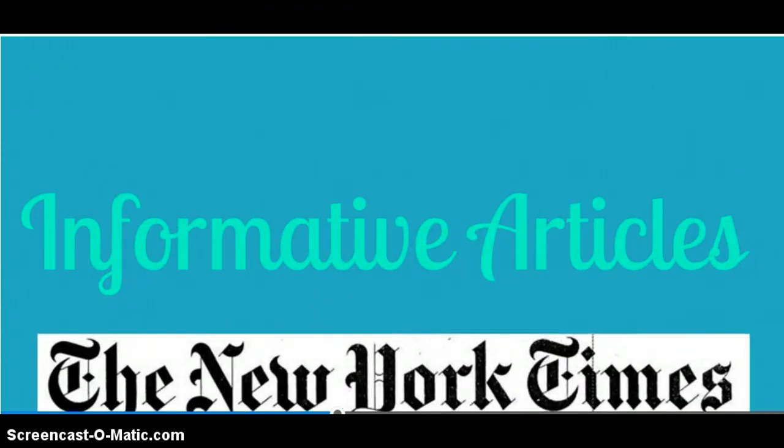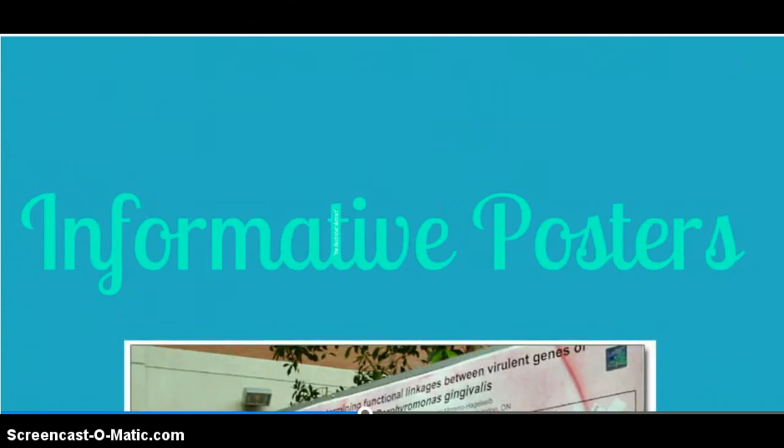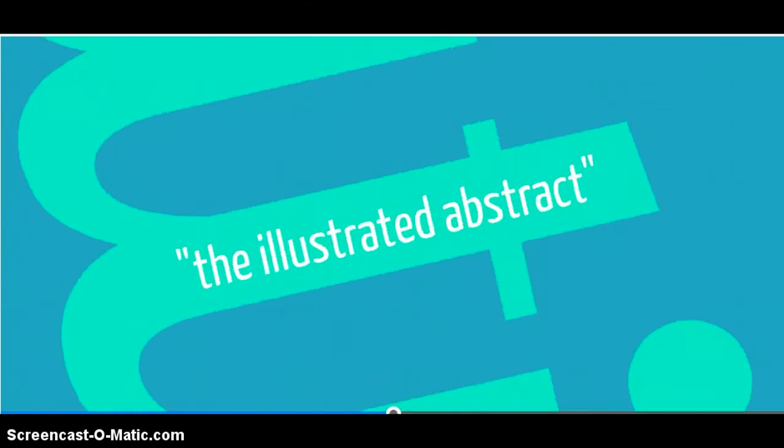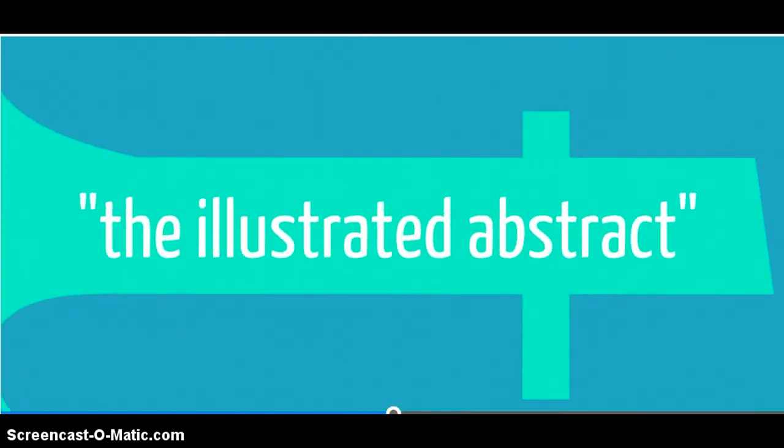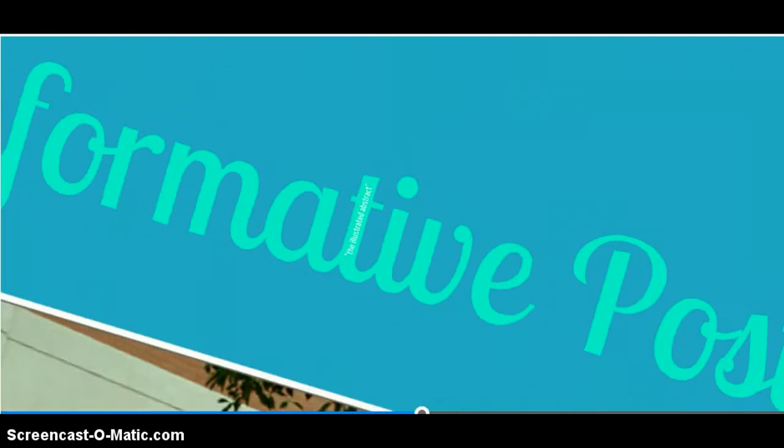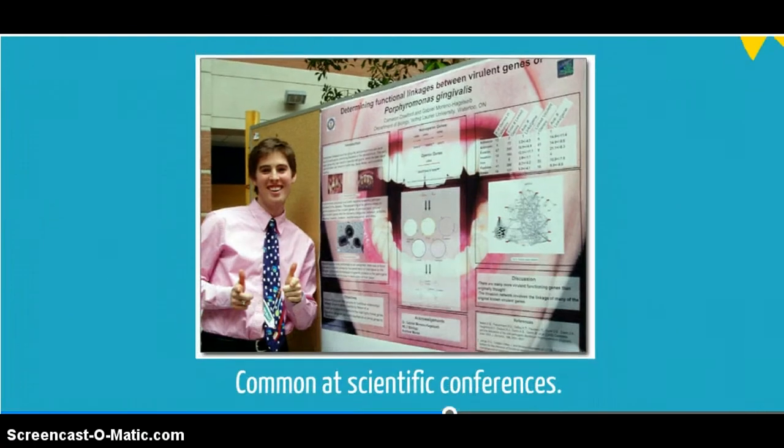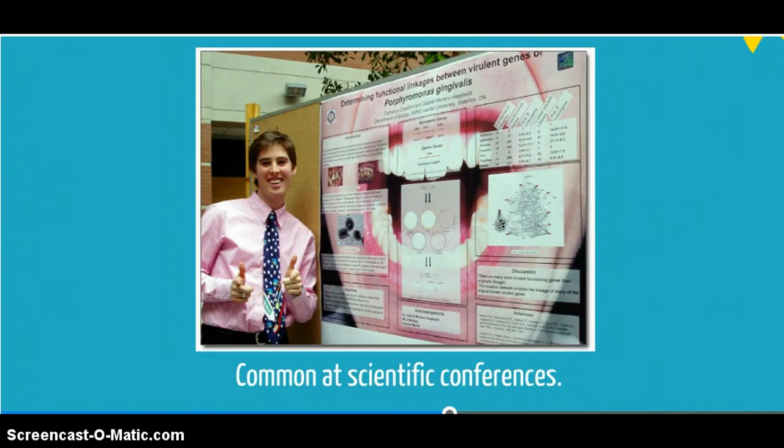In addition to informative articles, your book talks about informative posters. Informative posters combine visual and verbal texts with empirical data. A poster is sometimes called an illustrated abstract. These types of posters are common at scientific conferences where they are a popular means of disseminating research.